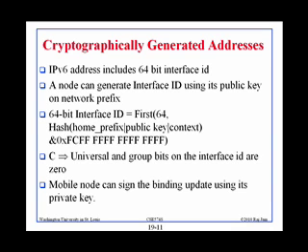All right, so a node can generate an interface ID. It can generate the 64 bits using the public key on the network prefix. So what you do is you take the home prefix, you take your public key and put a context, which is a variable, hash all of it, take the first 64 bits of the hash, and then end with this quantity here.